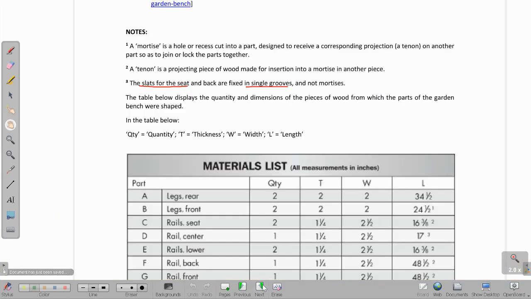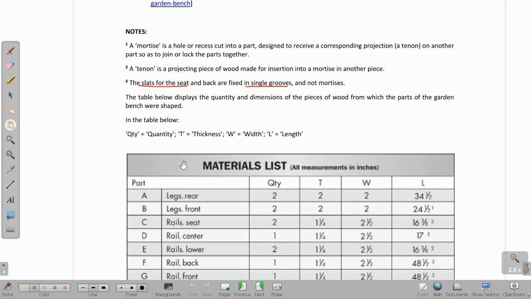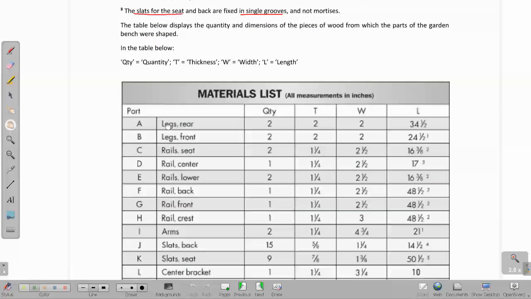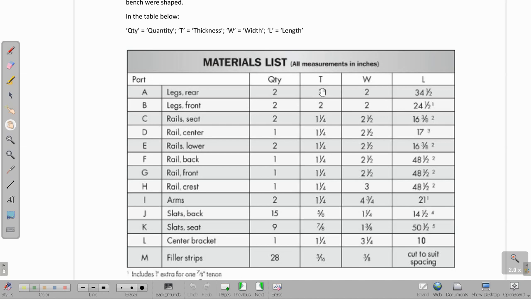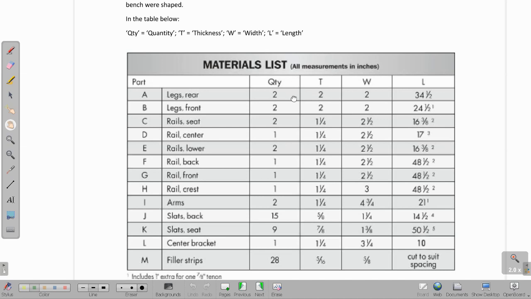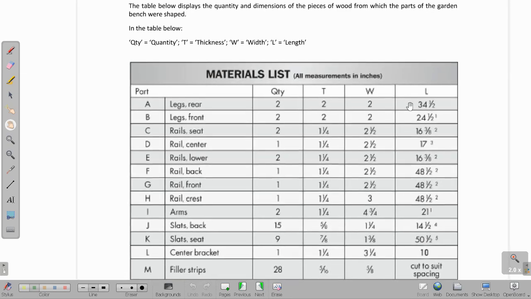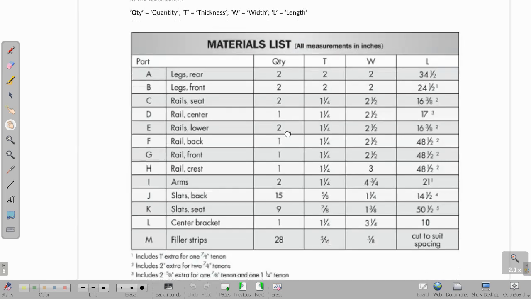Okay, let's look at the table below. It displays the quantity and dimensions of the pieces of wood from which the parts of the garden bench were shaped. Great. We have the quantity, and there are 13 of them here. For example, for the legs there are two. The thickness is given, which is probably in inches, then the width, and 34 and a half length.